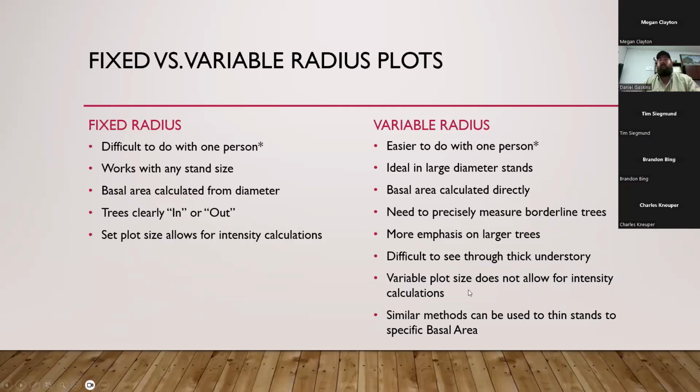Another interesting thing you can do with these prism cruises, though, on these variable radius plots, is if you want to thin your stand to a specific basal area, and you're going through marking for your thinning, you can use a prism to figure out how many of those trees you need to leave and how many you need to take out to get to a specific basal area. And you can do that as you're going through. So it is very useful for that as well.